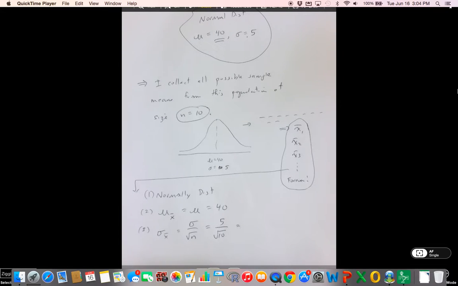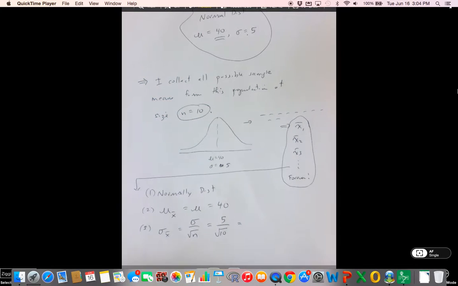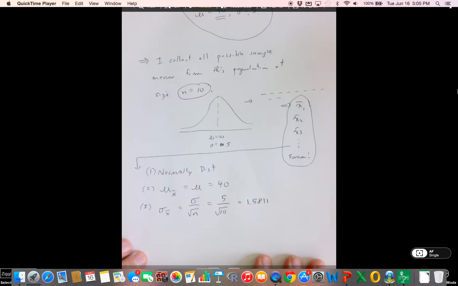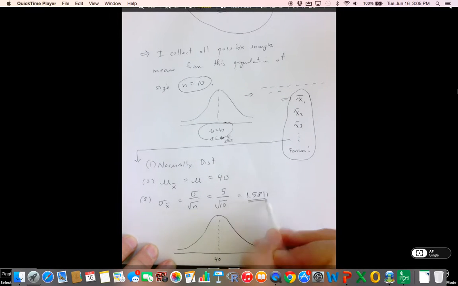So guys, let me grab my calculator. So 5 divided by the square root of 10 is 1.5811. So my distribution of sample means is going to be centered the same place as this distribution up here. But notice that the standard deviation up here was 5, and the standard deviation, we call it the standard error if we want to get fancy, but nevertheless it's still just a standard deviation. It's a measurement of consistency, measurement of variance, measurement of spread, has decreased down to 1.58.